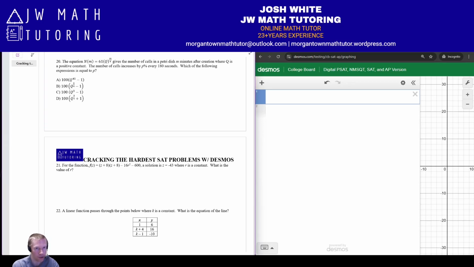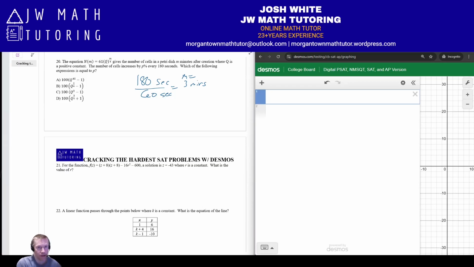All right, and they want to know which of these expressions is equal to p, this percentage by which it's increasing. So we can solve this entire problem in Desmos. First thing I would just note is that 180 seconds, just divide that by 60 seconds per 1 minute, that's going to be equal to 3 minutes. So the m value that I'm going to use is going to be 3.